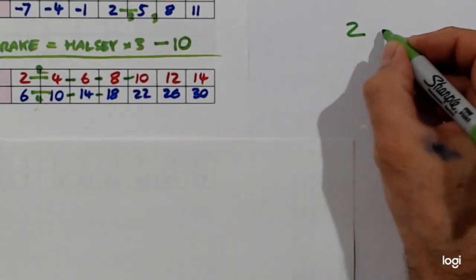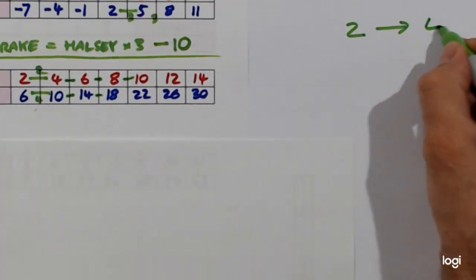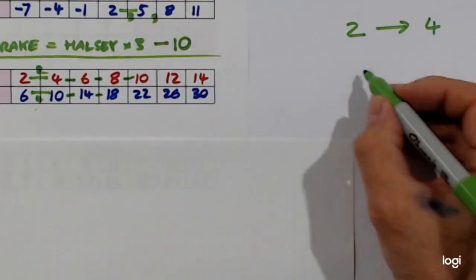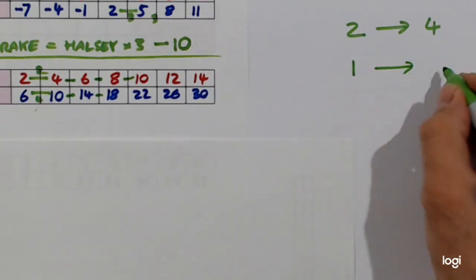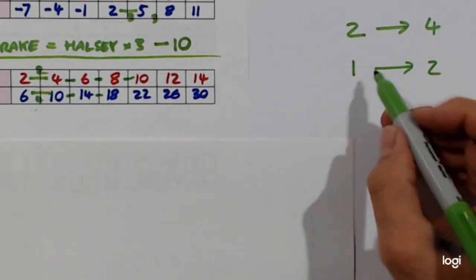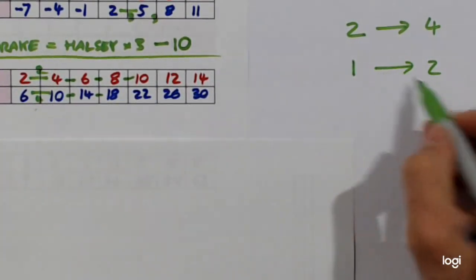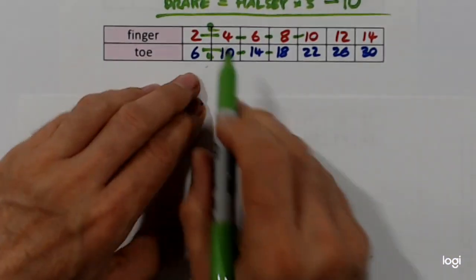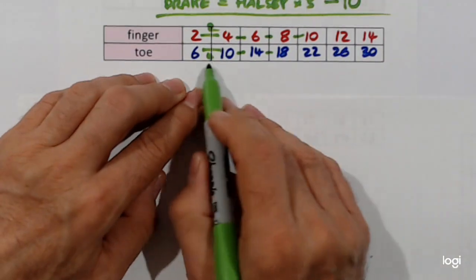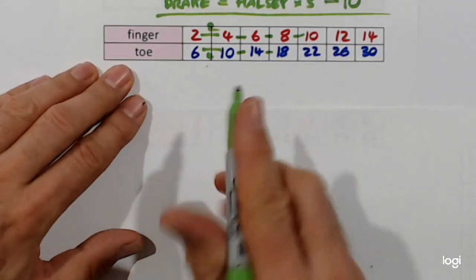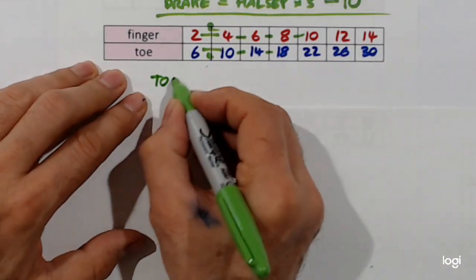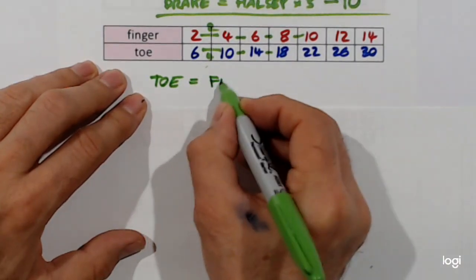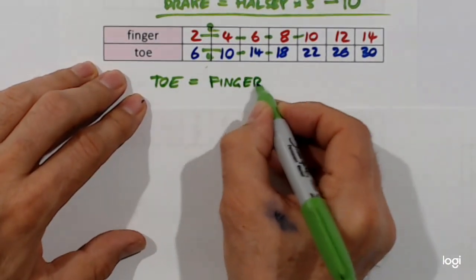So if a difference of 2 on the top leads to a difference of 4 on the bottom, then a difference of 1 on the top surely would lead to a difference of 2 on the bottom. You just divide them both by 2. Okay, so this is what we're going to focus on. If that changed by 1, that would change by 2. Okay, so toe equals finger times 2.